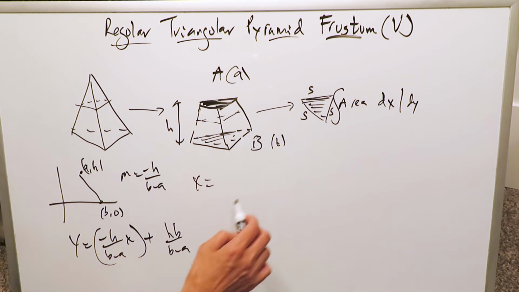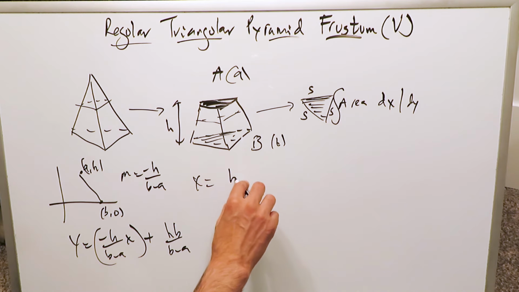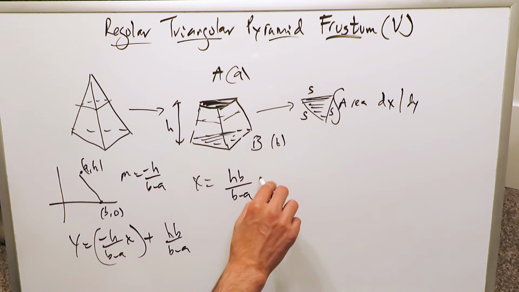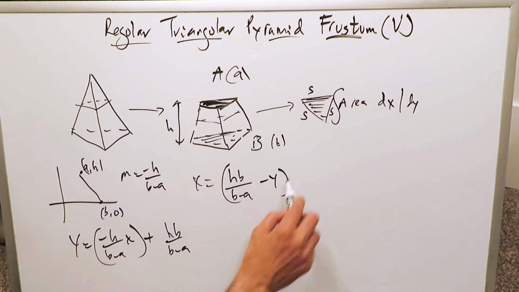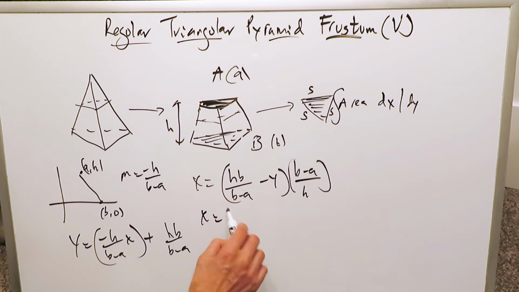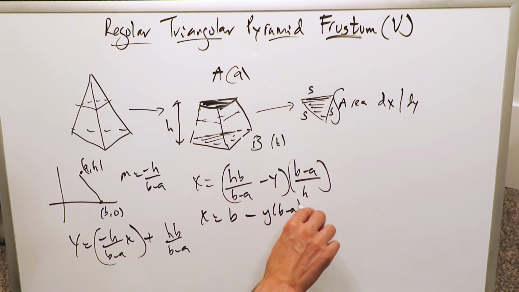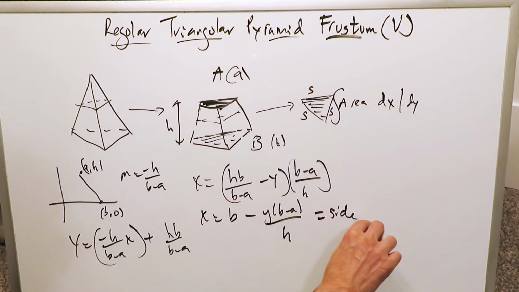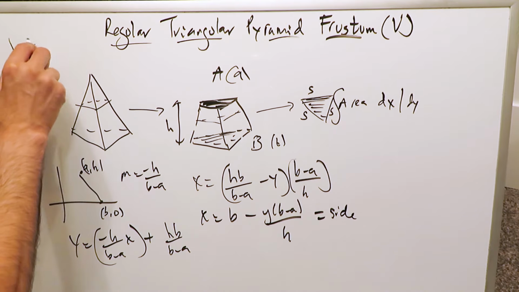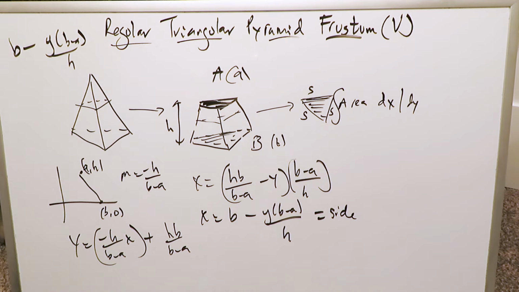x is going to be equal to, take the y-intercept to the other side, flip the slope factor, and affect everything by means of the minus. You're going to get hb over b minus a minus y times your slope factor, which is flipped around, its reciprocal. You can clean it out. x is equal to, open up all of this, b minus y times b minus a over h. That's going to be representing the side of each of those triangles. Now we have this. We'll save it right over here: b minus y times b minus a over h.